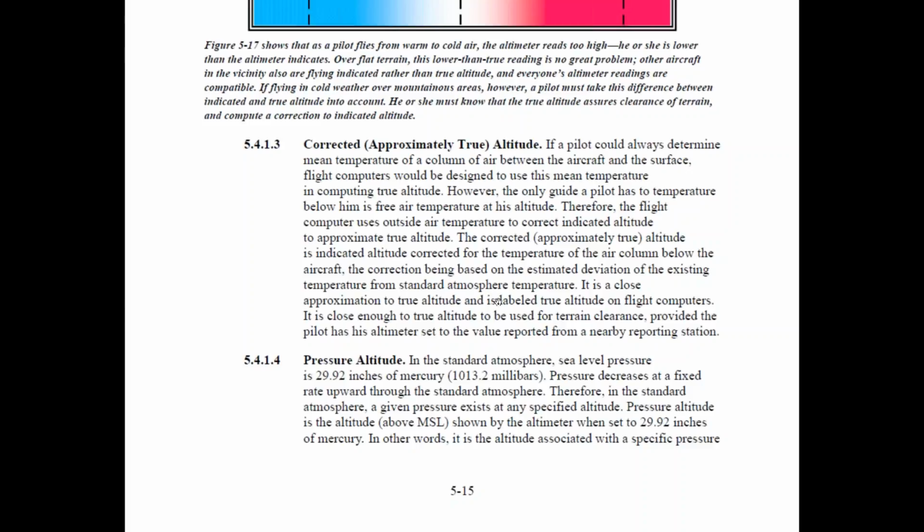That's the ISA deviation that I was talking about there. It is a close approximation to true altitude and is labeled true altitude on flight computers. It is close enough to the true altitude to be used for terrain clearance, provided that the pilot has his altimeter set to the value reported from a nearby reporting station.